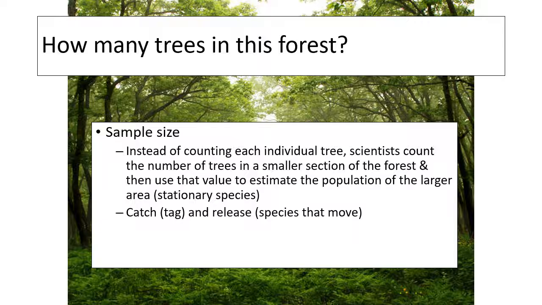How many trees are in this forest? A sample size. Instead of counting each individual tree, scientists count the number of trees in a smaller section of the forest and then use that value to estimate the population of a larger area. So that's for stationary species. For species that move, we catch, tag, and then release. That way, if we find them again, we can type their tag into an online database and see who has that tag, where they were last seen, and go from there.